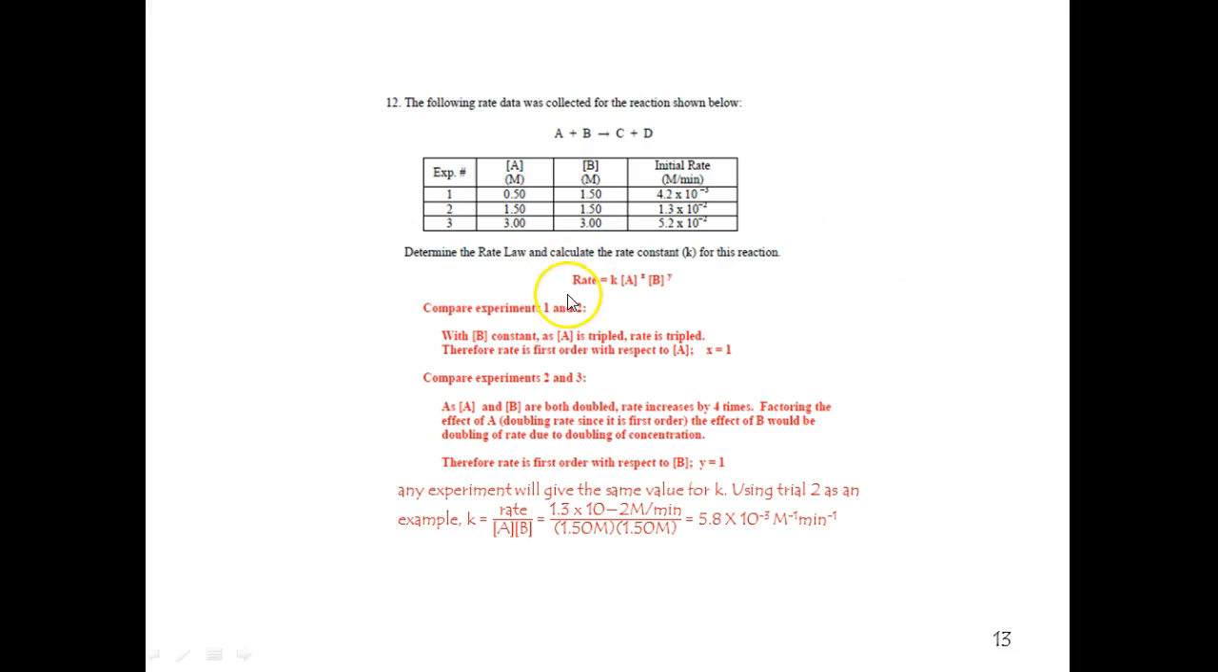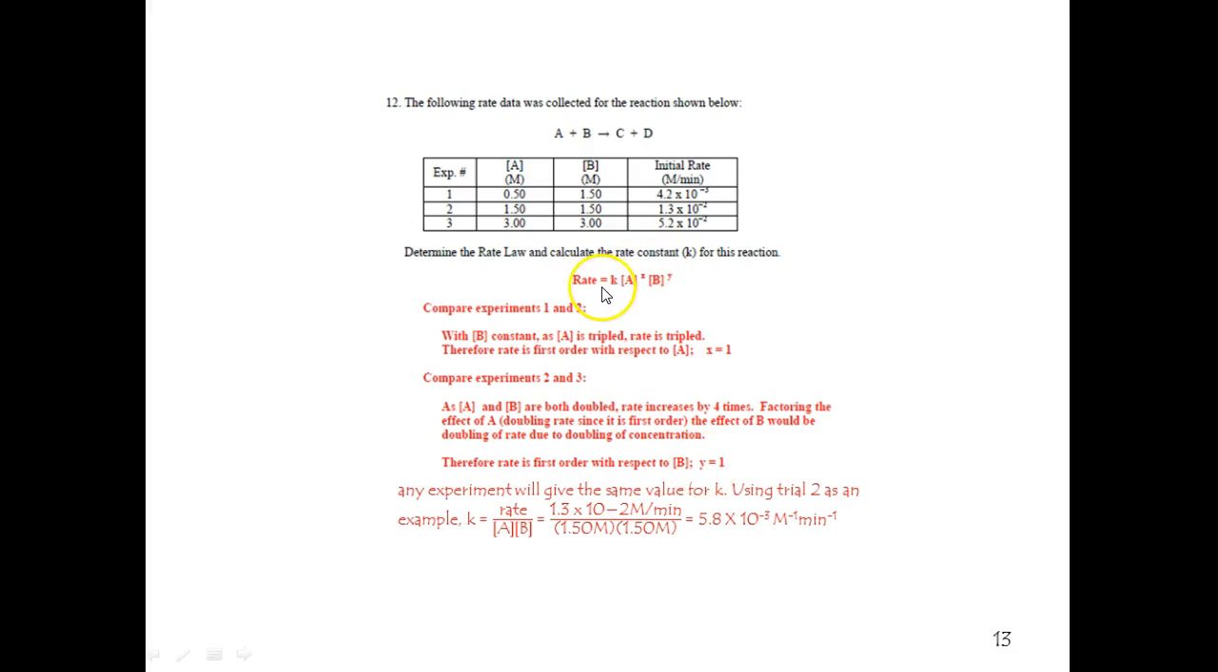So we write down the generic form of the rate law, and we need to determine x and y. Comparing experiments 1 and 2, when A is tripled, the rate is tripled. Therefore, the rate is first order with respect to A, just like we said, so we get a 1 there. And then here's how they do the factoring thing. So we'll say it one more time. As A and B are both doubled, the rate increases by 4 times. Factoring the fact that it gets doubled by A, it must also be doubled by B. That's a nice way of explaining. So for B, the exponent is also 1.